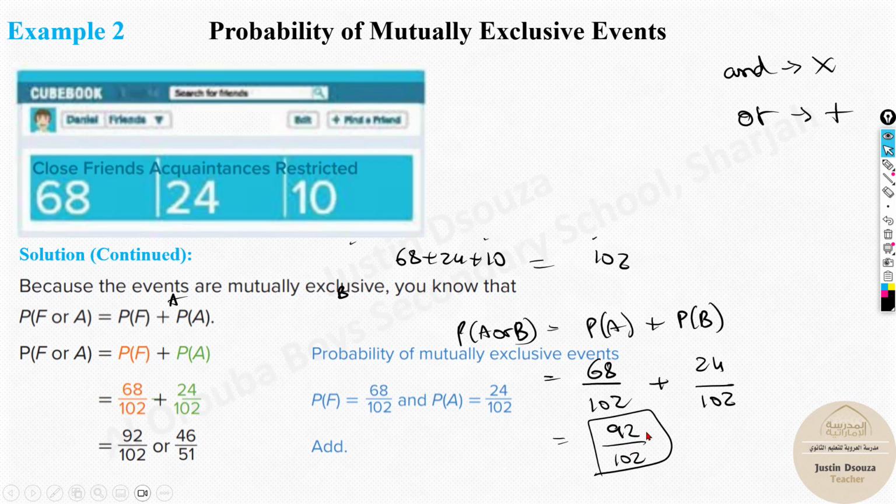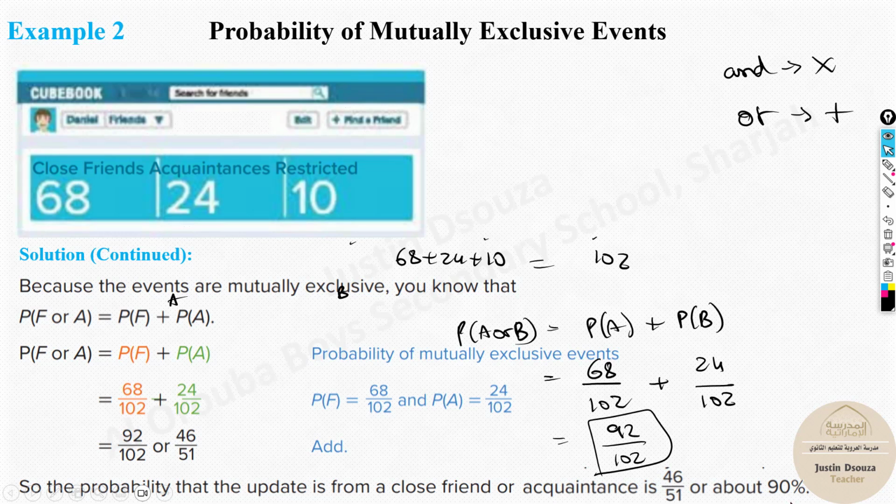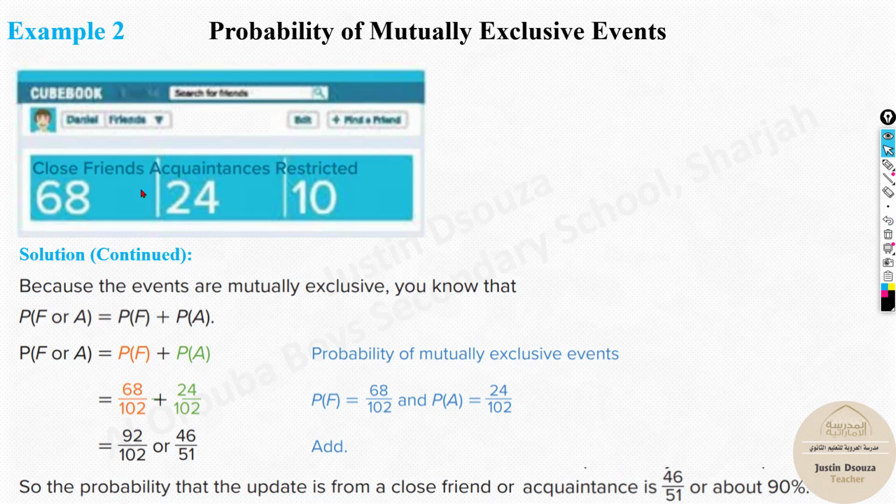Oh, you can simplify this. Sorry, 2 is common over here. It would be 46 by 51. That is the answer, or about 90%. There's a high chance, because you can see the majority of his friend list are close friends or acquaintances, so it's more than 90%.